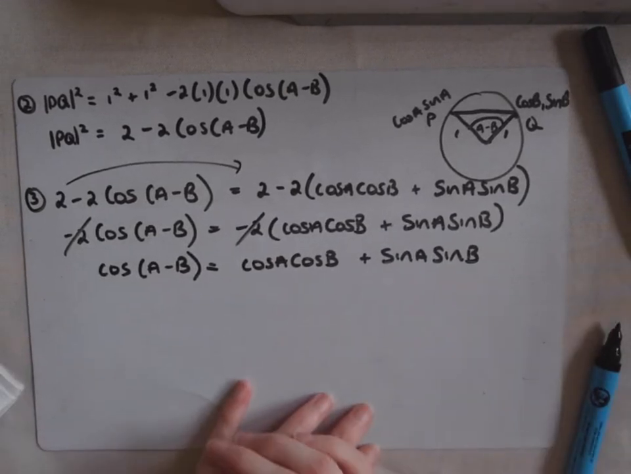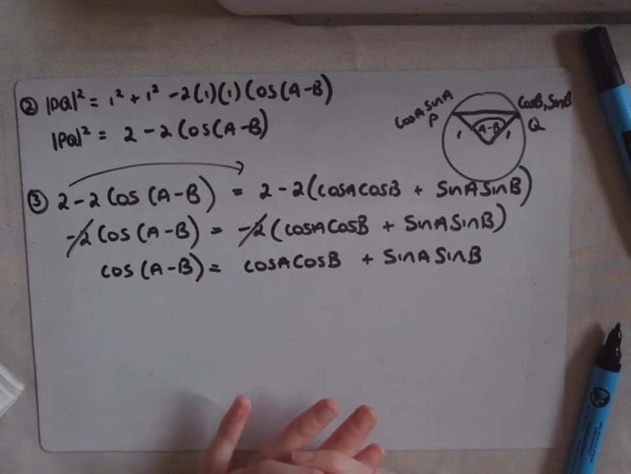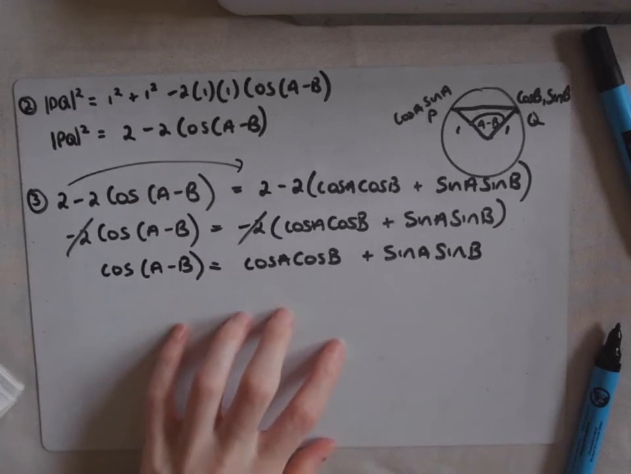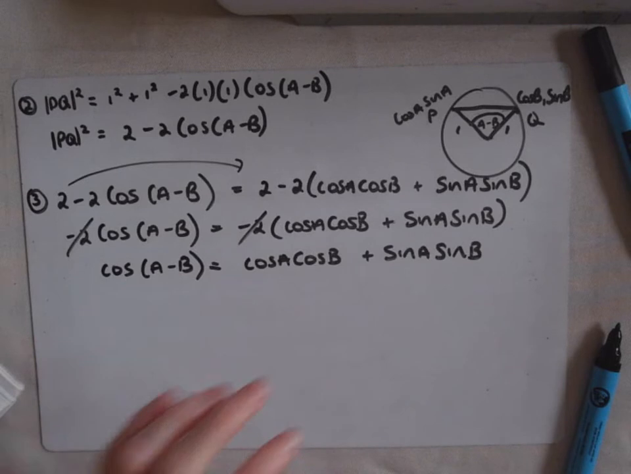So that's how you prove it. You either need to learn it off by heart or you learn your steps. First step is draw your unit circle, then do the distance formula, then do the cosine rule, and then equate your two answers. Now that one is really important because you're going to use it for others.